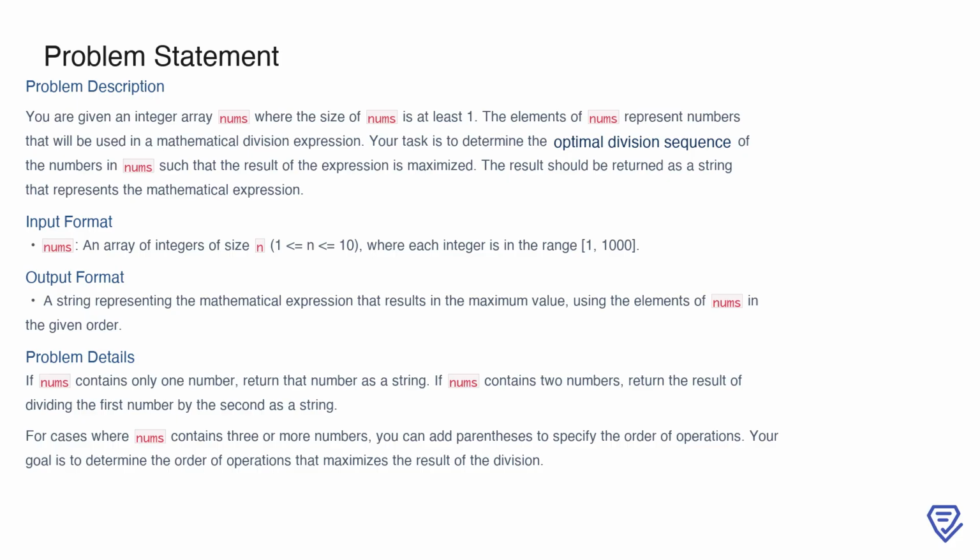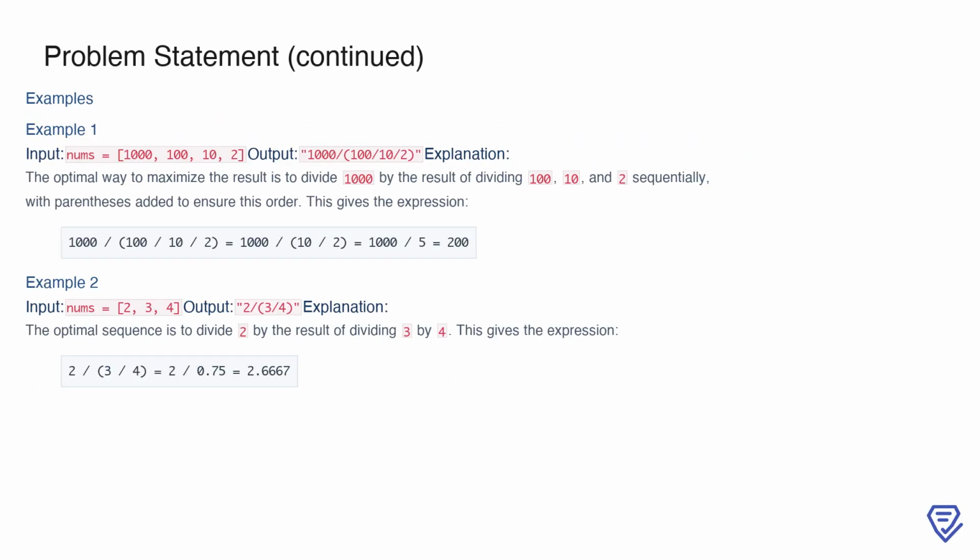When there are three or more numbers, we can use parentheses to specify the order of operations, and our task is to determine the arrangement that produces the maximum result. The input array can have a size between 1 and 10, and all numbers are guaranteed to be between 1 and 1000. This ensures that our calculations will always produce finite results. Let's look at some examples to better understand the problem.